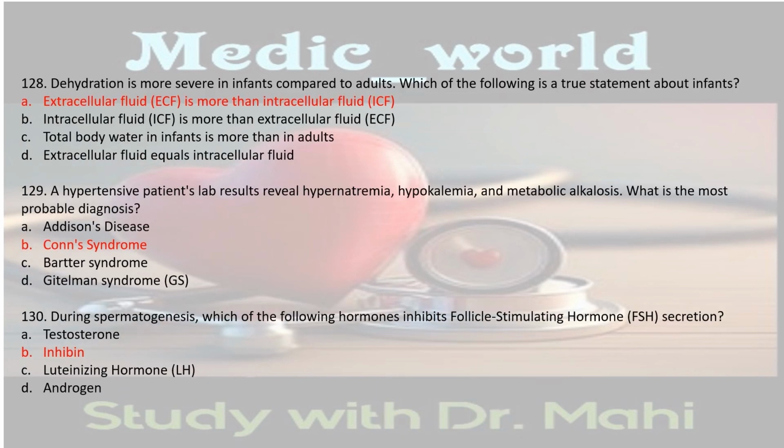Dehydration is more severe in infants as compared to adults. Which of the following is a true statement about infants? Extracellular fluid is more than intracellular fluid. Next: a hypertensive patient's lab results reveal hypernatremia, hypokalemia, and metabolic alkalosis. What is the most probable diagnosis? The answer here is Conn's syndrome. During spermatogenesis, which of the following hormones inhibits FSH secretion? The answer here is inhibin.